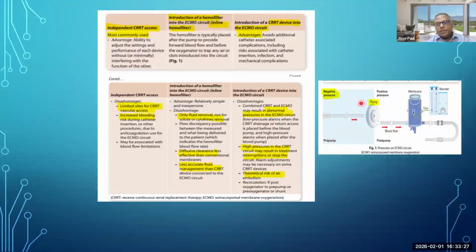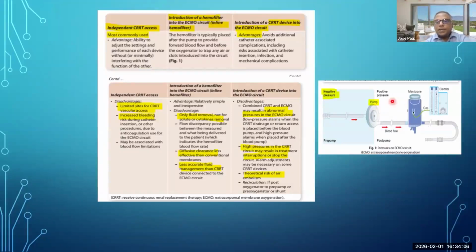This segment before the pump is negative, and the segment after the pump is positive. That you should always remember. So you will have problems when you connect the CRRT circuit, whether you connect it pre-pump or post-pump, because there will be pressure differences. When you connect the CRRT circuit pre-pump, often there will be low pressure alarms. And when you connect it post-pump, there will be high pressure alarms. Frequent pressure alarms can lead to stoppage of the CRRT pump, and it can lead to interrupted clearances, and your CRRT might not be effective.